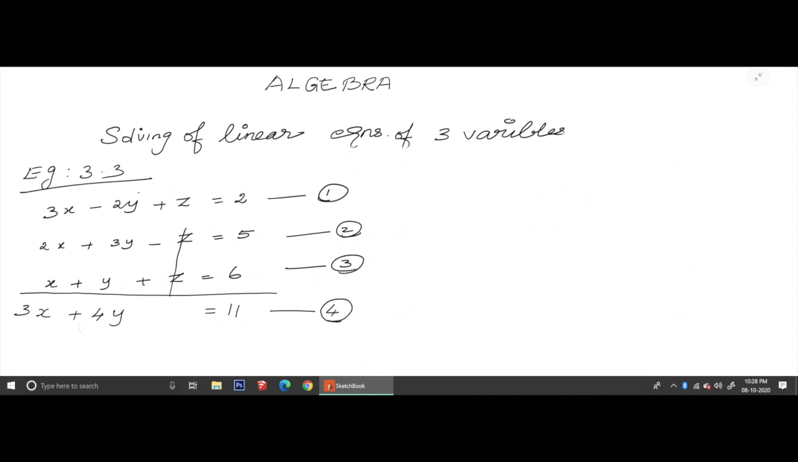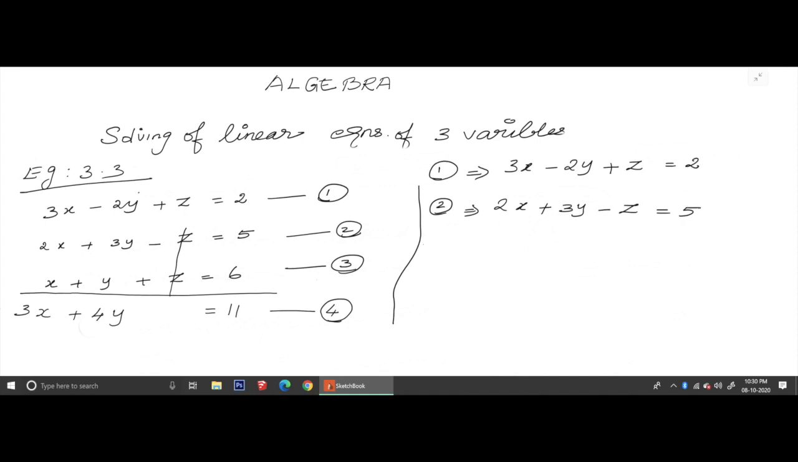What are the variables we are getting? It is x and y. And next, what do you prefer, ma? And next, what pair shall we take? We can take 1 and 2. Okay. So what is your first equation? It is 3x minus 2y plus z is equal to 2. And your second equation is 2x plus 3y minus z is equal to 5.